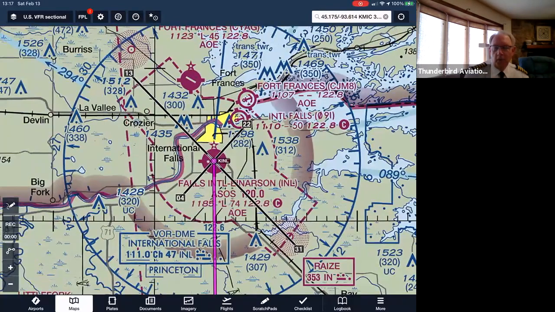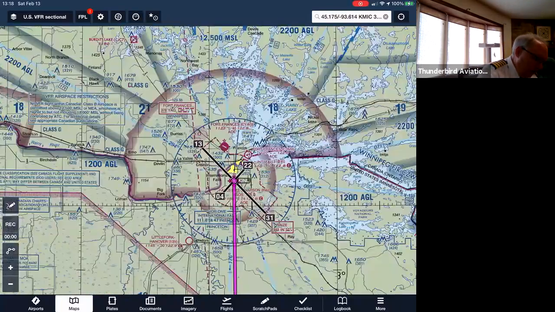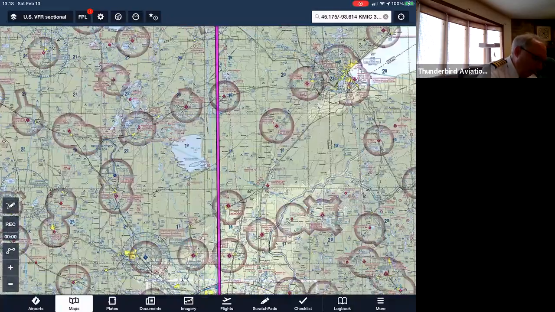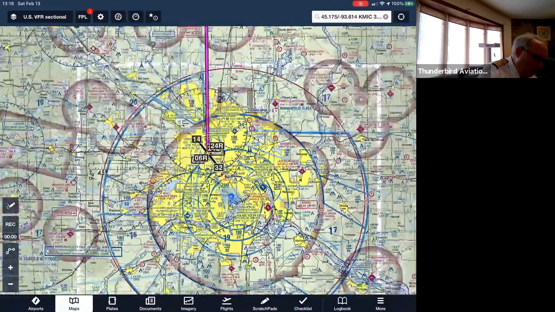So far we've talked about Class D airspace, Class G airspace, a little bit about Class B airspace, and Class E airspace, both above the Class G and in this case here at International Falls, where it goes down to the surface. One more thing to think about as you're coming into Minneapolis.